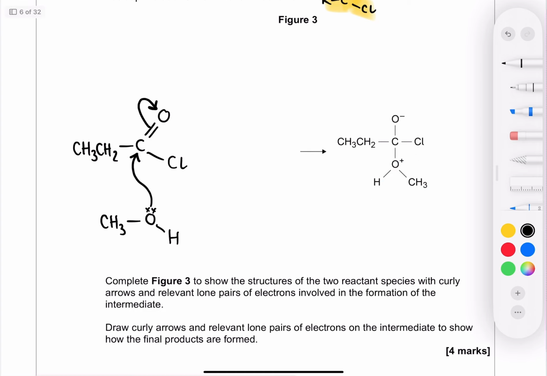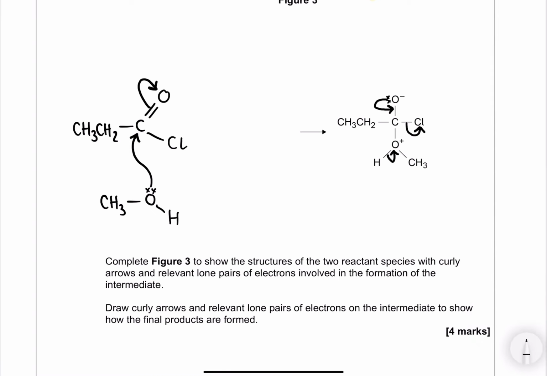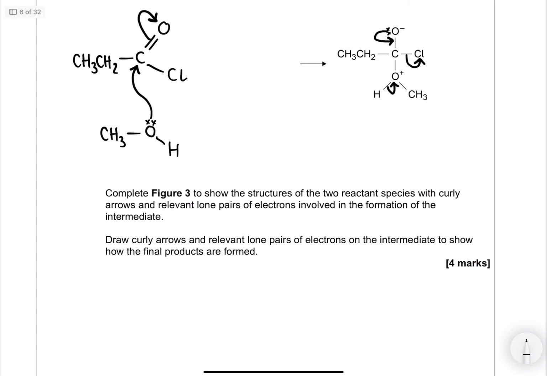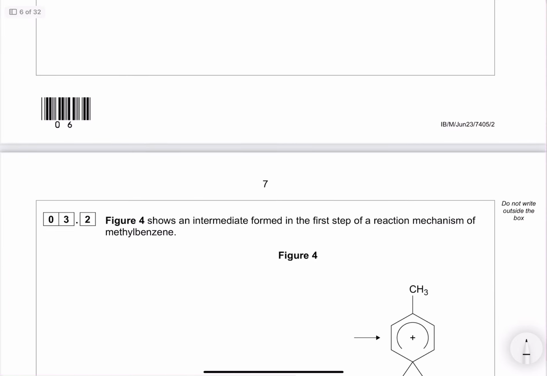Now we want to show curly arrows and lone pairs to show the product formation. So what happens now is the double bond reforms using a lone pair on the oxygen. The chlorine is kicked out as a chloride ion, and it's deprotonated, so we're eliminating H and Cl from our structures to form an ester. So that's our first part of the question.